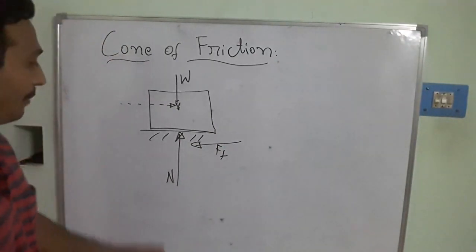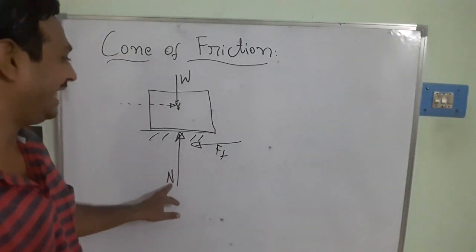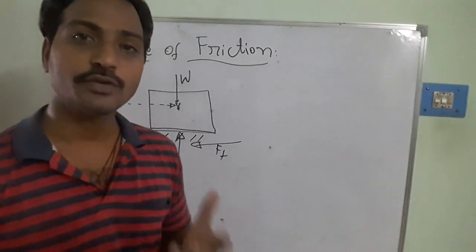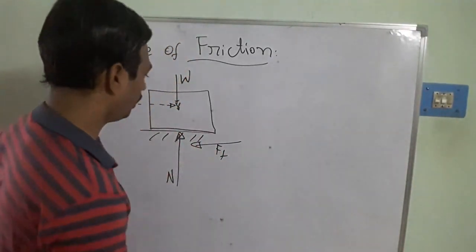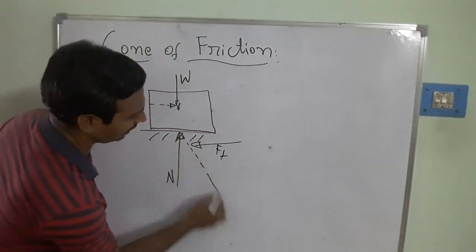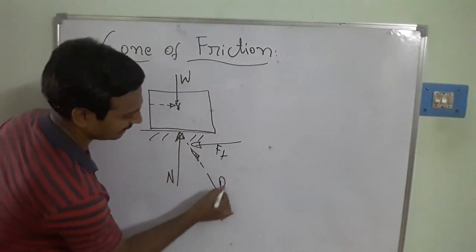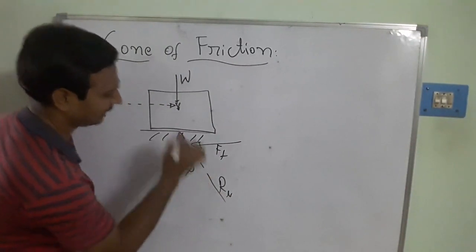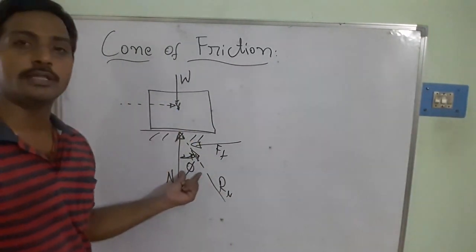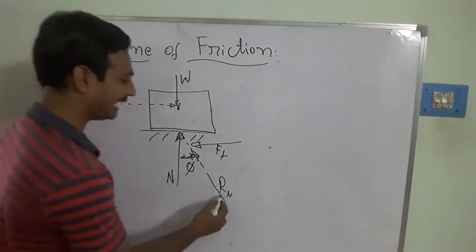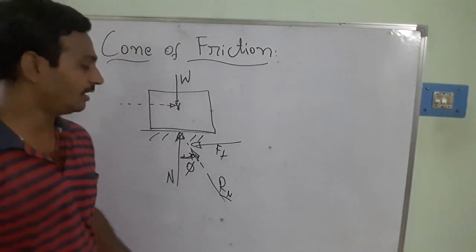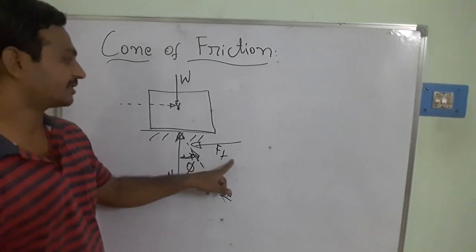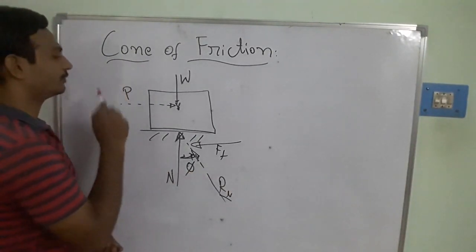In this case, we have taken the individual components N and F, but we can also take the resultant reaction force. I take the resultant R, making an angle phi with the vertical. This phi is called the angle of friction, and R is called the resultant reaction force, and N is the normal reaction. This is the frictional force, and this is the applied force.